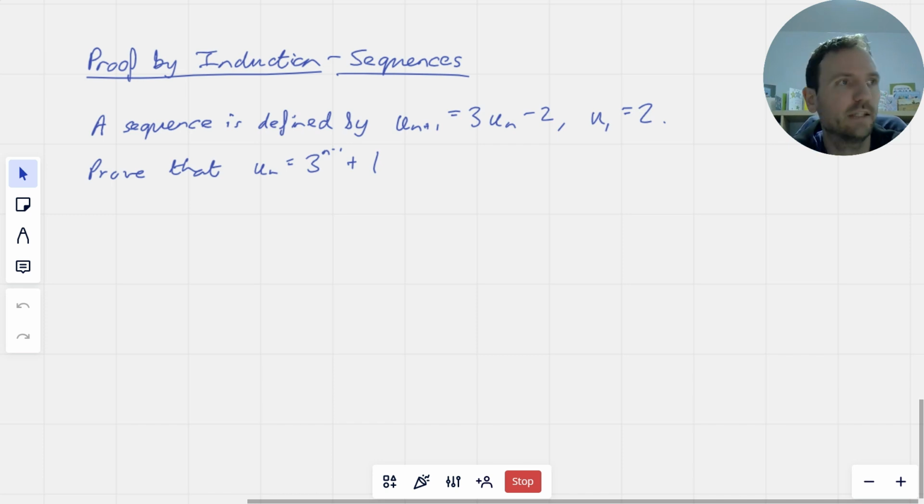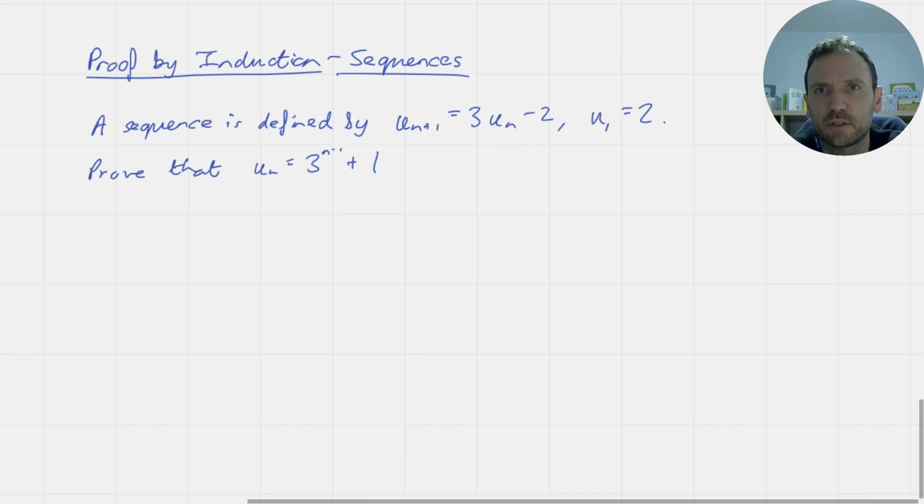Okay, so in this video we're going to look at proof by induction, and we're going to focus on proof by induction for iterative sequences, where each term is defined by the previous term, or potentially by the previous two terms in more difficult questions. In this example, we're told that u_(n+1) is 3 times u_n subtract 2. That's telling us that each term is 3 times the previous term subtract 2. And we're also told the first term is equal to 2.